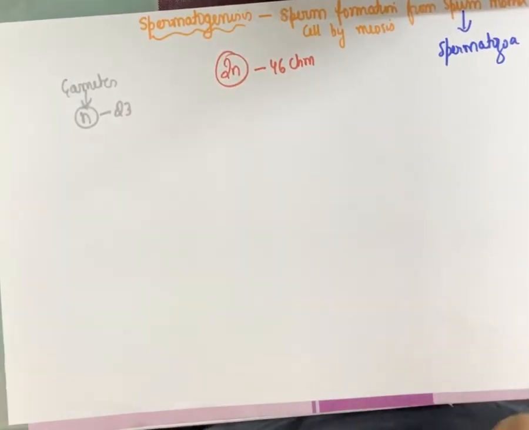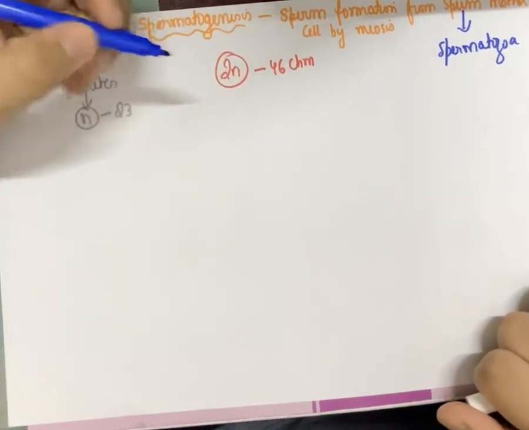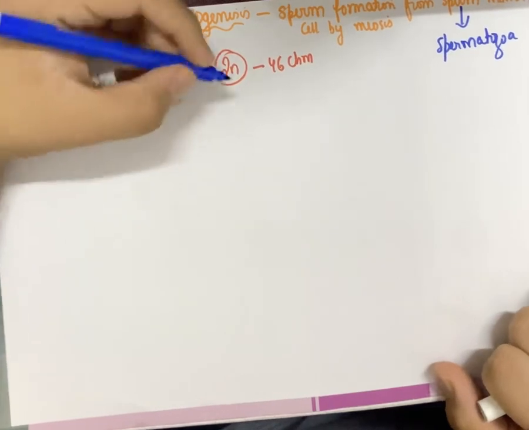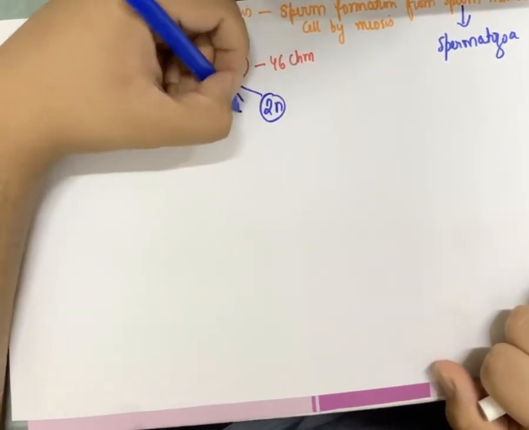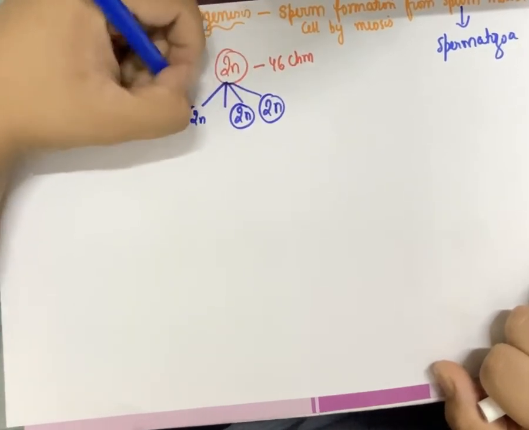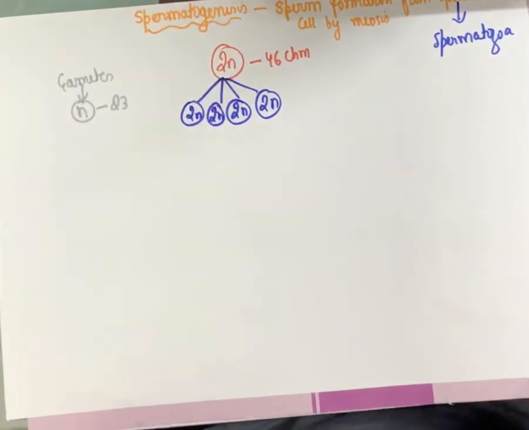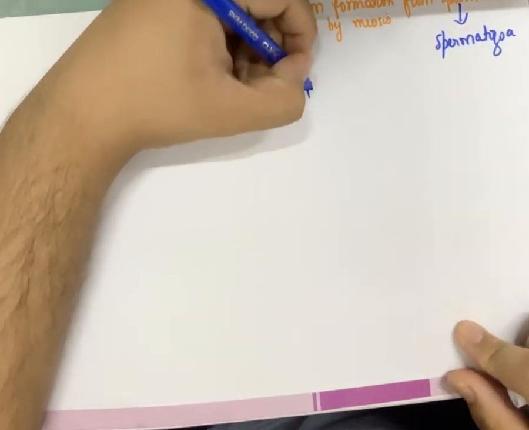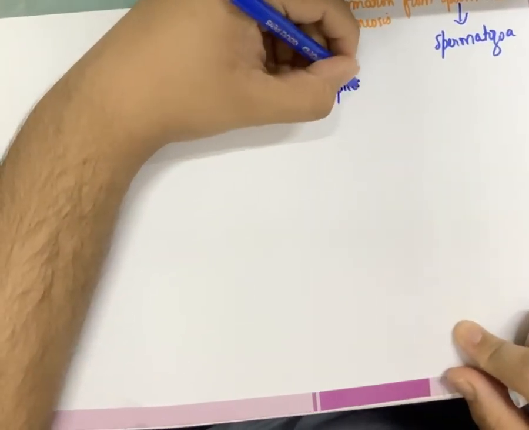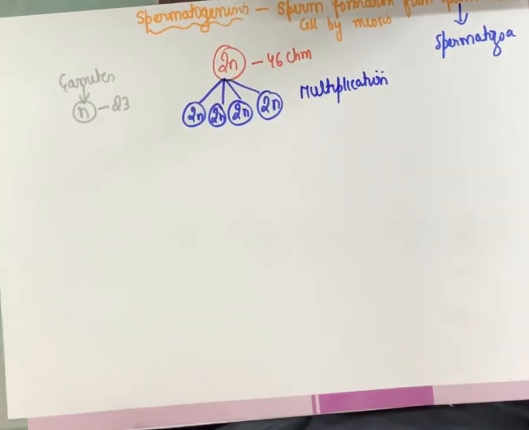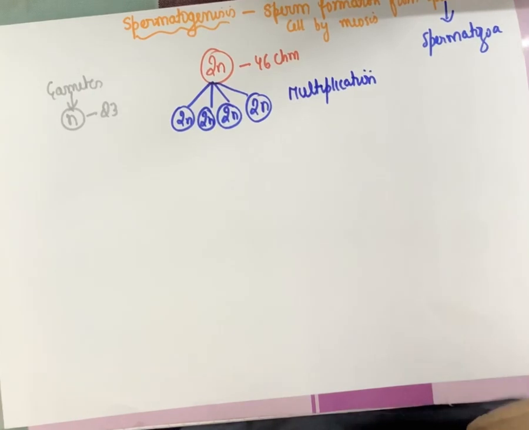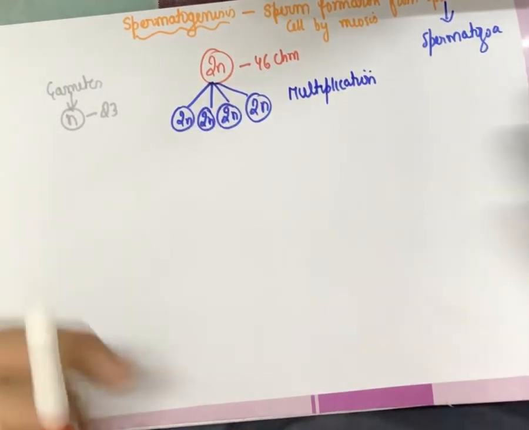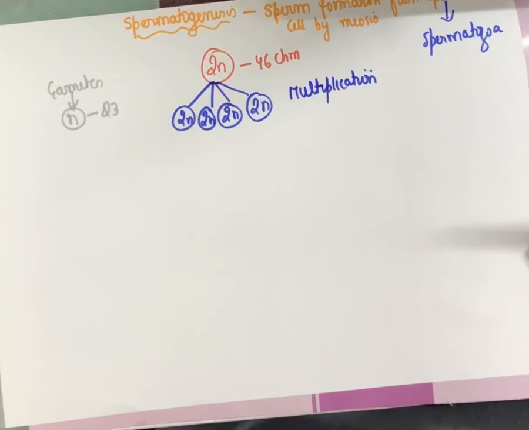So I have 2n, which is 46 chromosomes in the sperm mother cell. The first step of any cell division is multiplication of the mother cell. So the 2n mother cell will multiply to form many 2n mother cells. Okay, many of them. I am just showing 4 here. Many of them will be formed, and this process will be called multiplication. Multiplication of cell or differentiation of cell. And here, why is this multiplication important? So as to form more gametes. Because there are more number of mother cells, so more number of sperms will be formed.